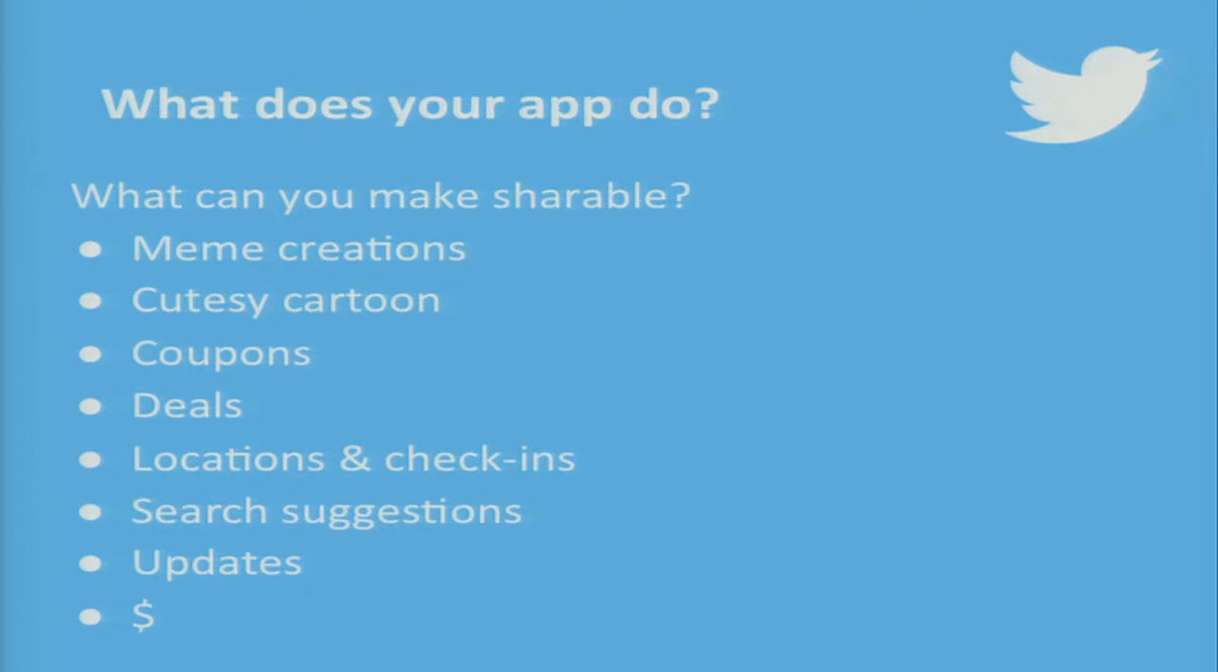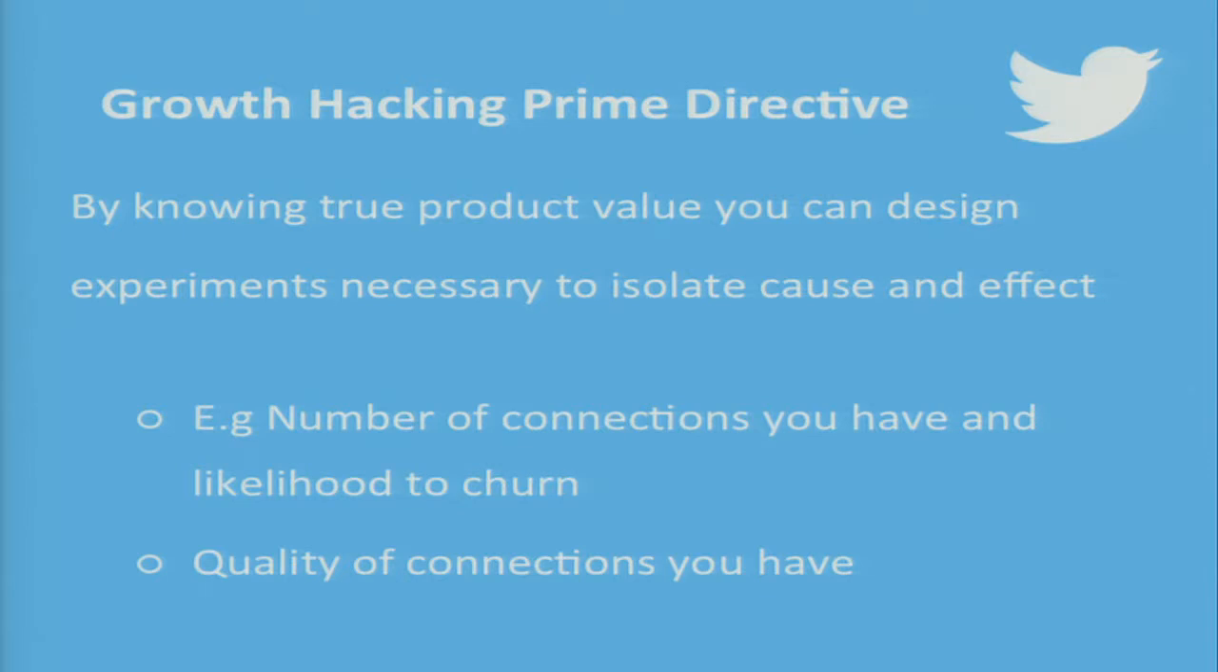But there's other things you can share: tweets, content, photos. So one of the things with growth hacking is to start to think about, what does your app do? What is it that your users would want to share that would bring other users into your app, or bring users back to your app? I like to say that there's a growth hack and prime directive, if I can follow up on the Star Trek analogies we had earlier today.